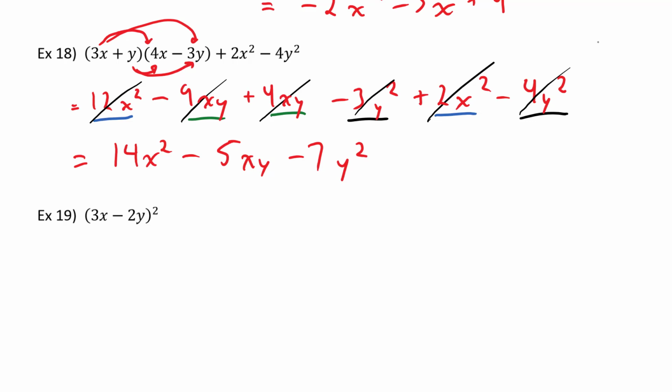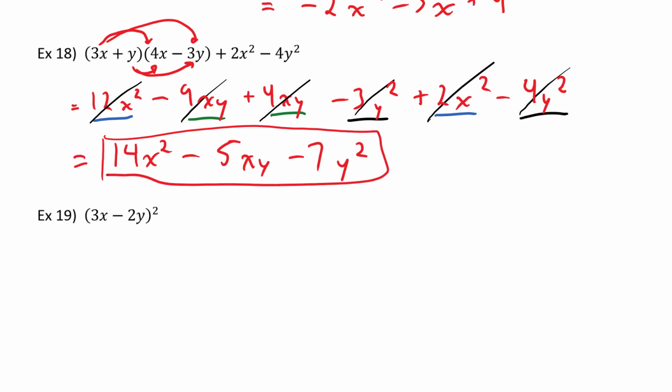When you have a lot of terms you have to collect, you can sometimes miss one. If you put a little line through the values you've already moved down, then you won't miss one. Final answer. This is an expression. It's not equal to anything, so we cannot solve it.